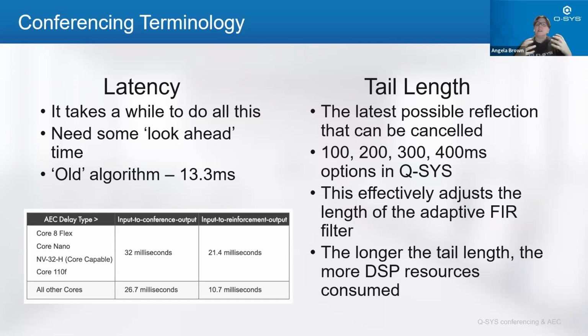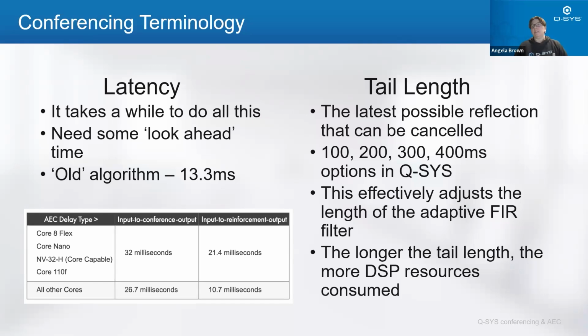Just be aware though, like I tell everybody, start with 200 and see where you get. The more you go up in tail length, the more processing this takes, because the longer the algorithm is working on that signal. If it's gone from 200 milliseconds to double the amount of time working on that signal, then with the finite amount of processing we've got, you cut the number of AEC channels available to you in half. So I'll give the example with a Core 110f. You have 16 channels of echo cancellation at 200 milliseconds, but only 8 at 400 milliseconds.